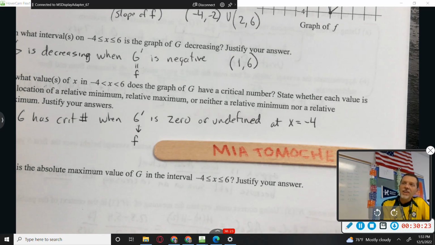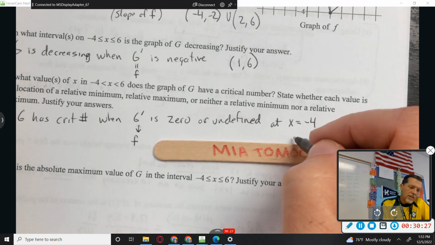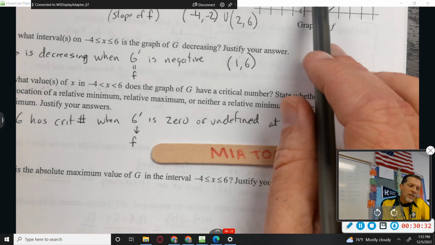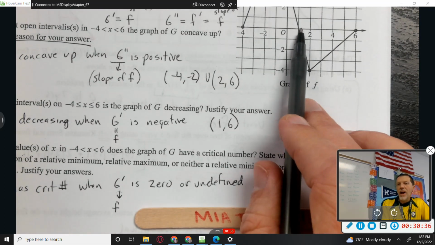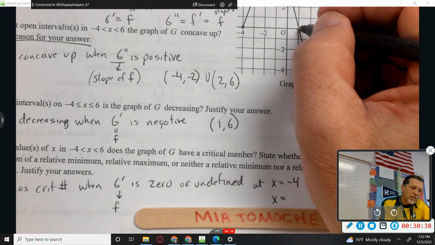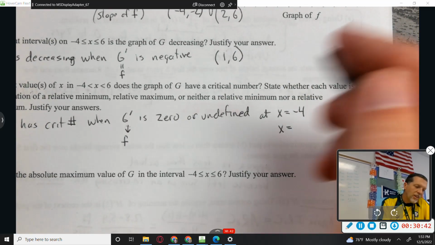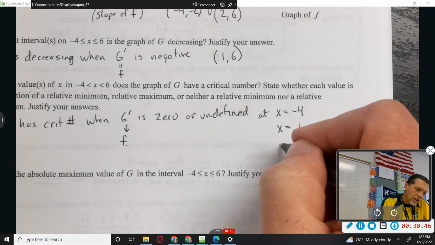And so would it just be -0.6? There's one other spot where f is 0. At 1. I'm just looking for where the graph crosses 0, so not derivatives, just the graph itself. F is 0 at -4, at 1, and at 6.